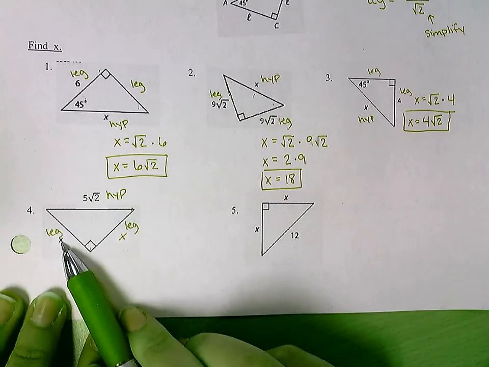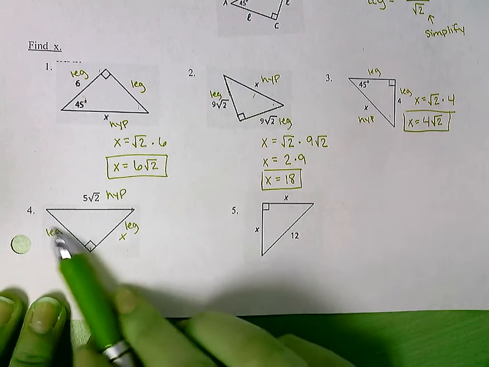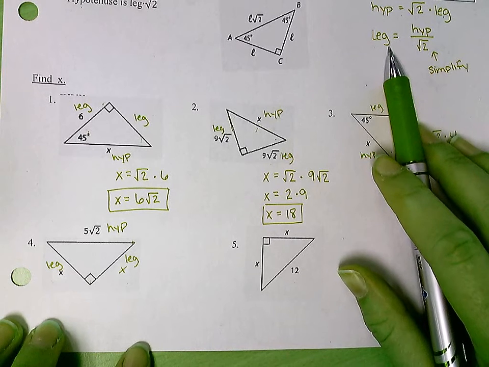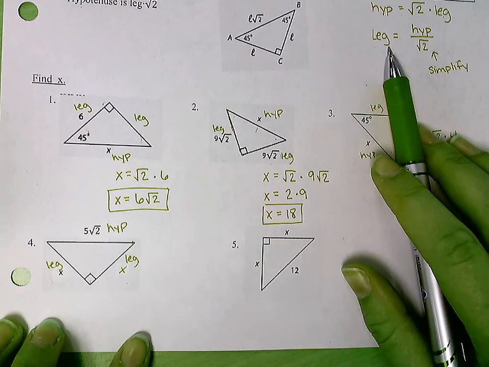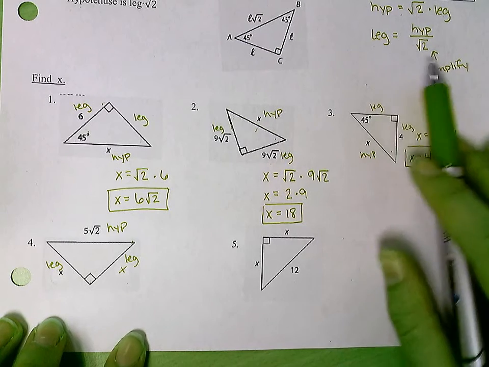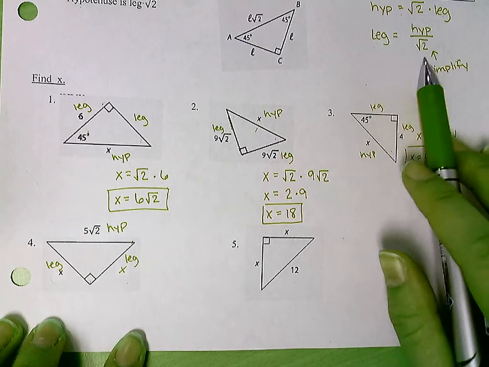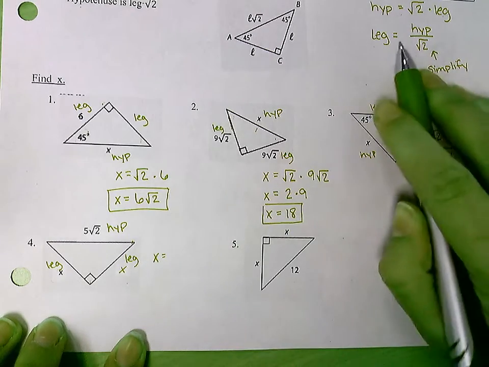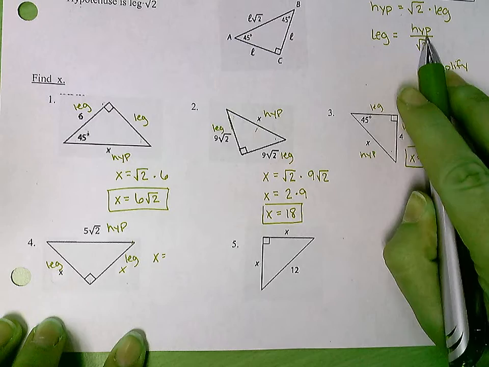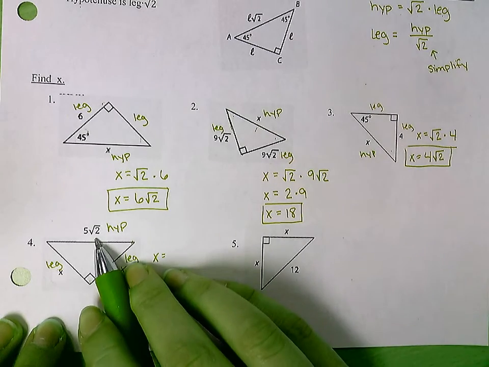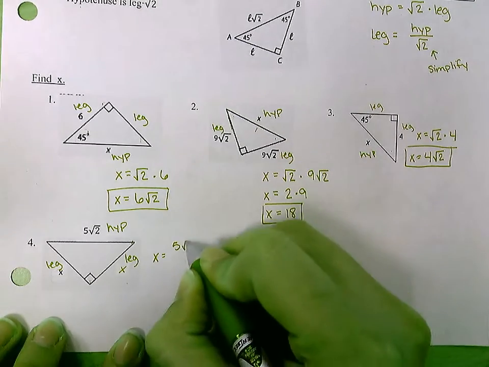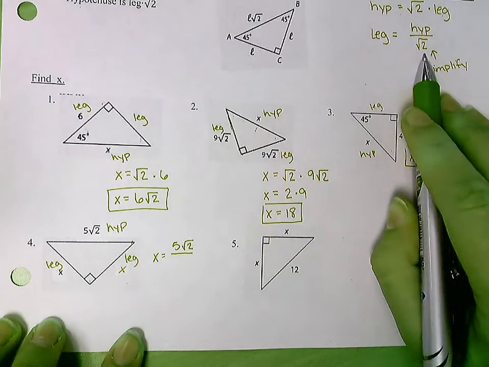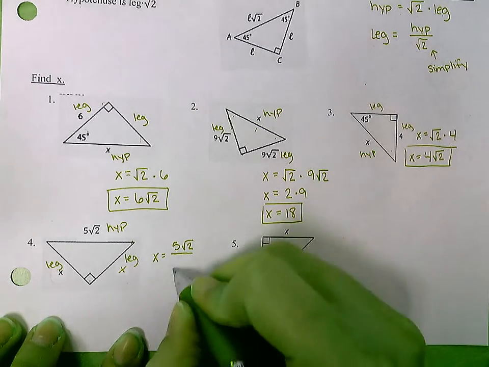Now this time, x is what one of the legs is. So this time I'm going to use this equation because I'm finding a leg. So I'm solving for a leg. Again, I'm going to plug in what I know. So your leg is x. That's equal to the hypotenuse. Well, I labeled my hypotenuse as 5 times the square root of 2. That's over the square root of 2.